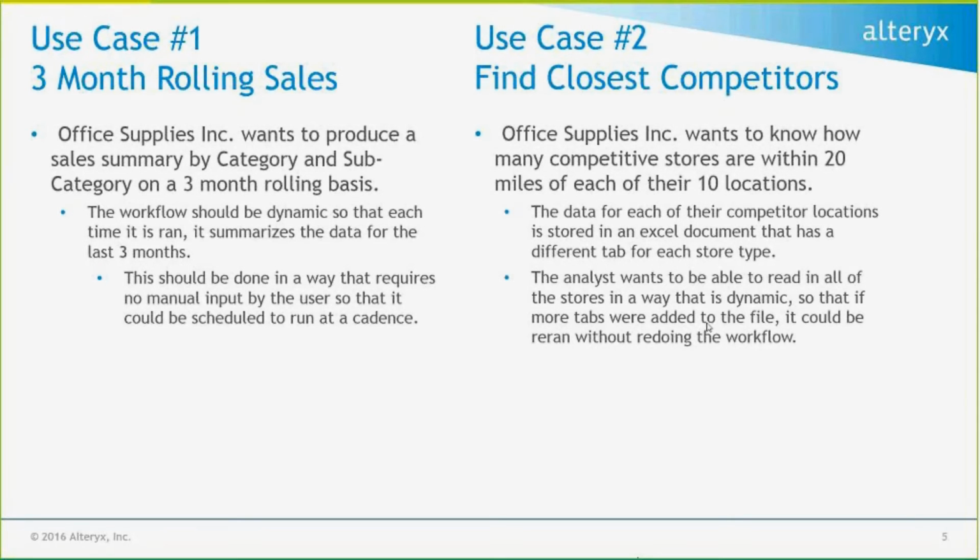The second use case is that they want to identify how many competitive stores are within 20 miles of each of their 10 locations. And the challenge here is that they have that data for their different competitors stored in different tabs of an Excel document, and that document could grow over time. And so they want the ability to read in all of them at the same time and make it dynamic so that if they did have more competitive tabs added to that document, that when it was run, it would pick up those documents as well.